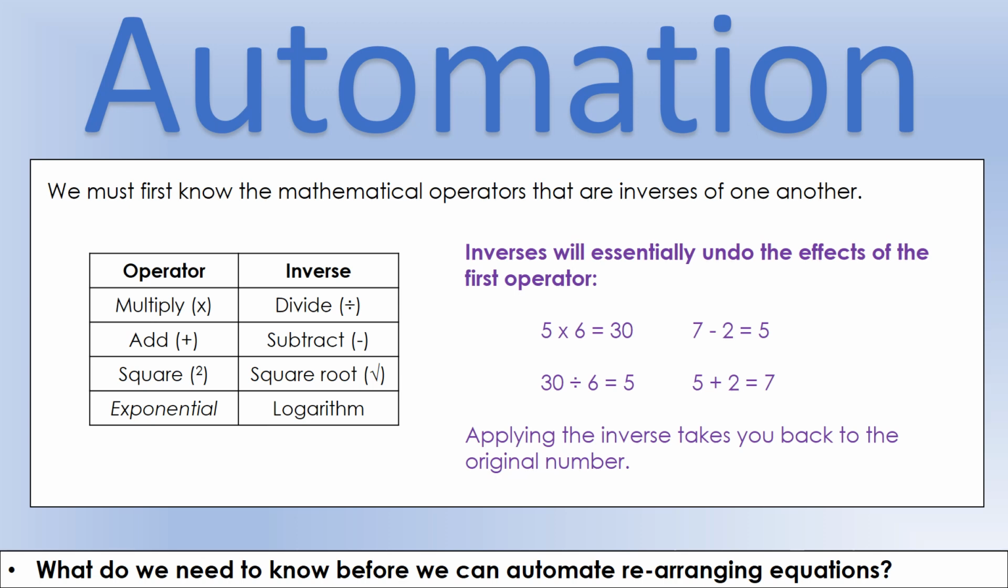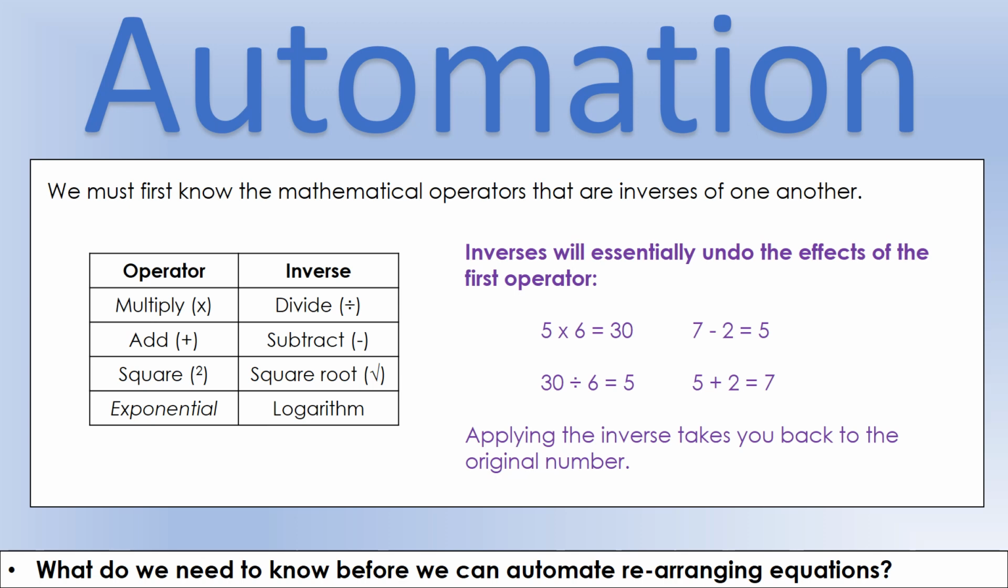So, what does that actually look like, and what does an inverse actually mean? Well, inverses will essentially undo the effects of the first operator. So if we have a look here on the left-hand side, if we multiply 5 by 6, we get 30. So the opposite of multiplying by 6 is dividing by 6. If we take 30 and divide by 6, you can see we've got back to the original thing. So we've essentially undone what we just did. That's what an inverse does.